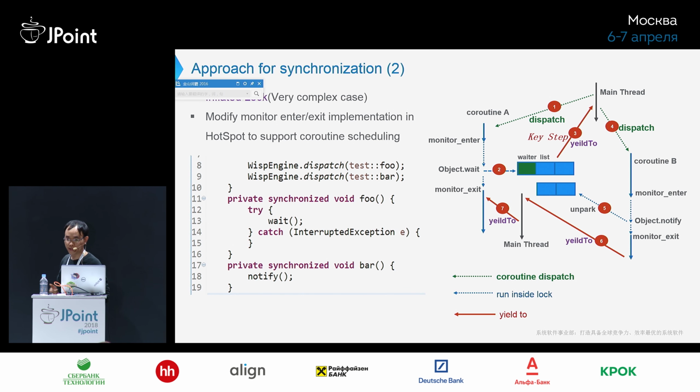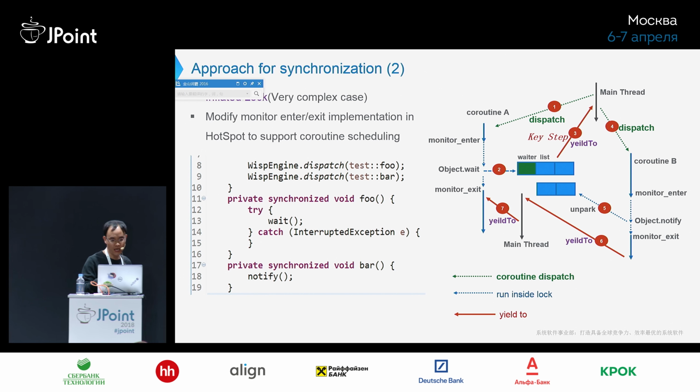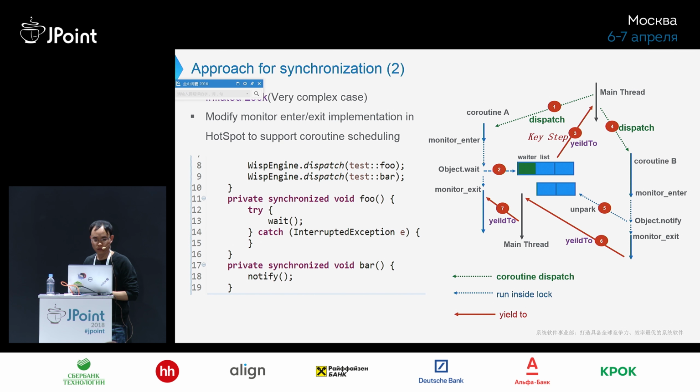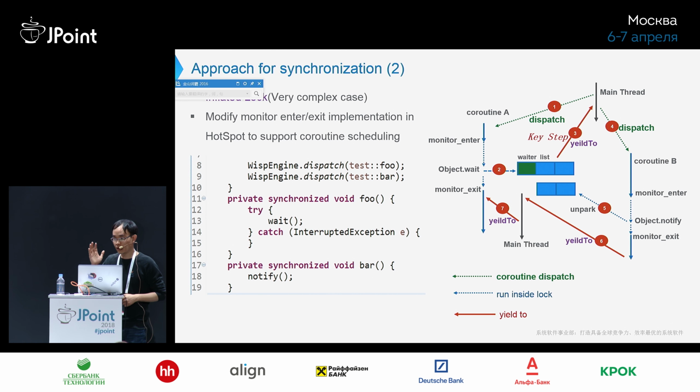Let's talk about the complex case, the inflated lock. How do we handle that? Let's go back to the example I showed you in previous slides. We also have coroutine A and coroutine B, A for foo and B for bar. Again, in step 1, we schedule and run coroutine A. After that, in step 2, coroutine A calls Object.wait, right? After calling Object.wait, the current coroutine A will be put into the wait list. After that, we do something different. In step 3, we generate a yield event to the main thread, so that we get a chance to run coroutine B in step 4.